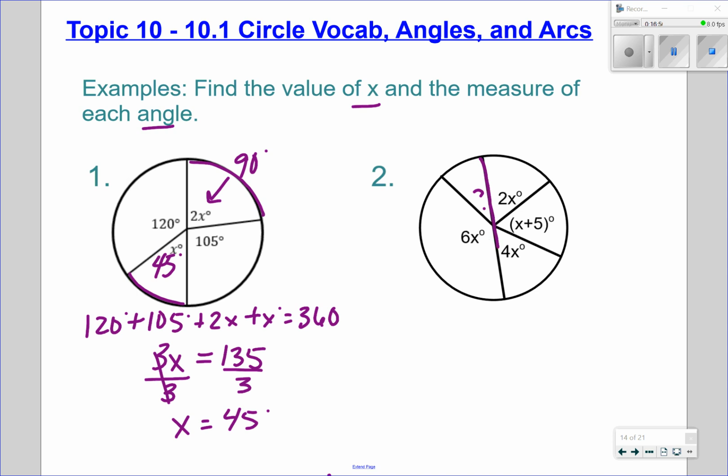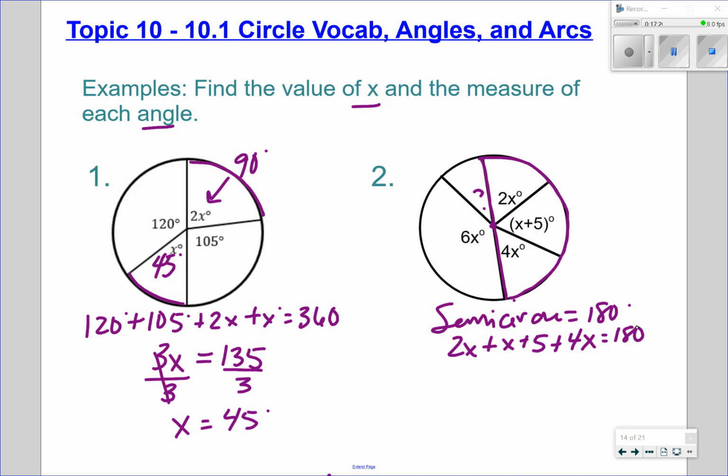We just went over the fact that this is a diameter because it's going through a center, straight line, touching the circle twice. And we know that this would be a semicircle. We know a semicircle adds up to 180. So we could use that to go ahead and solve for x and then substitute. So we could say 2x plus x plus 5 plus 4x all adds up to 180 degrees.